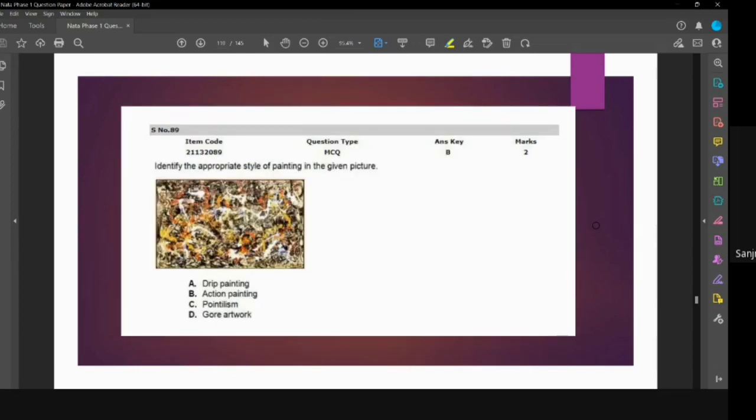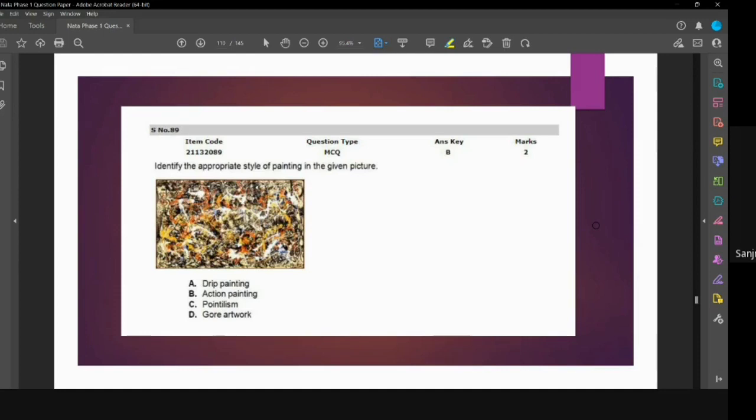Next question. Identify the appropriate style of painting in the given picture. ഈ ഒരു പിക്ചർ തന്നിരിക്കുന്നത് ഒരു പെയിന്റിങ്ങിന്റെയാണ്, and they have asked to identify the appropriate style of painting. Is it drip painting? Is it action painting? Is it pointillism? Or is it a gore artwork? So the correct answer is option B, that is action painting.